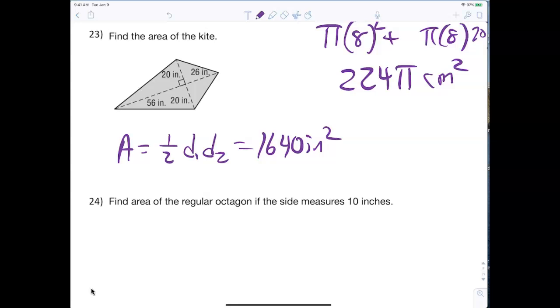Everybody good with that? Go ahead. Wait, so when you're saying the diagonals, like you add up 26 and 56, and 20 and 20? Yeah.